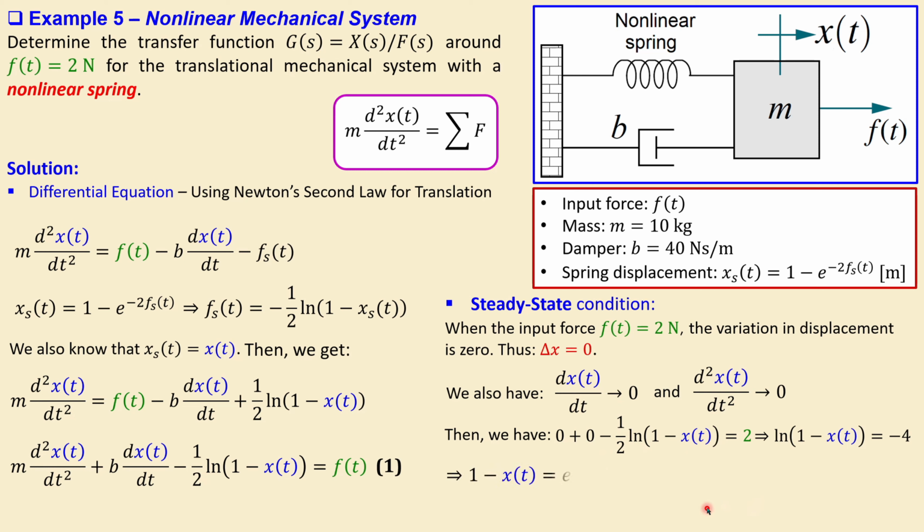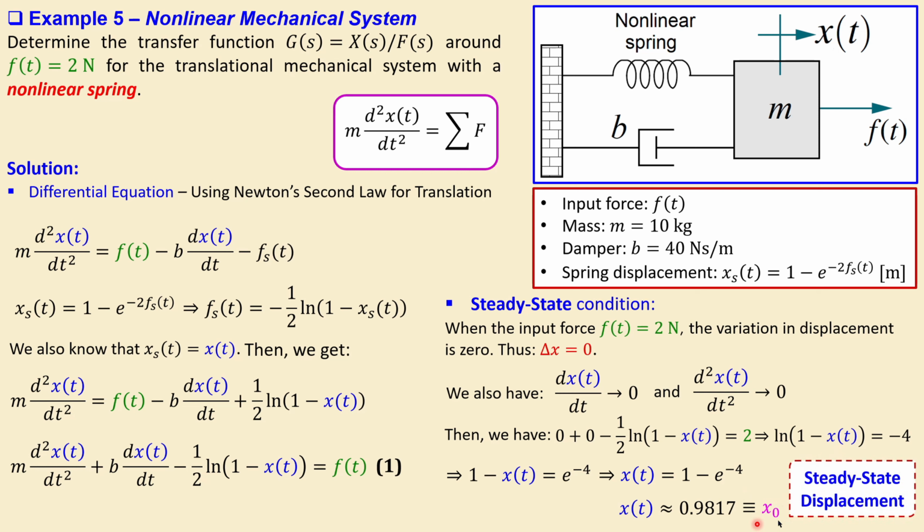And I will now solve for the x. If I do that, I will get x is equal to 1 minus e to the power minus 4. It's approximately 0.9817. And this is the steady state displacement. And again, we call it x0. We will use this later, and I will also use the exact value to get the exact result.